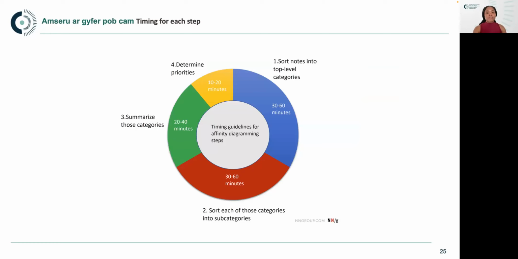So this graphic here illustrates the timing guidelines for conducting an affinity mapping activity. This should just give you a rough idea or estimate of how long you're supposed to spend on each step. So it's not cast in stone. You just decide depending on how much time you and your team have for this activity.